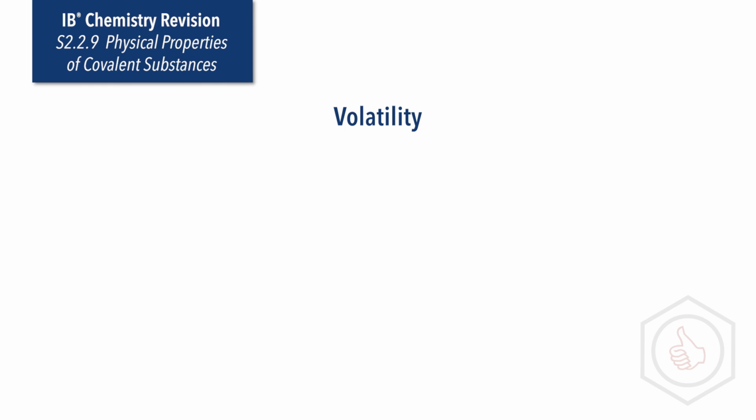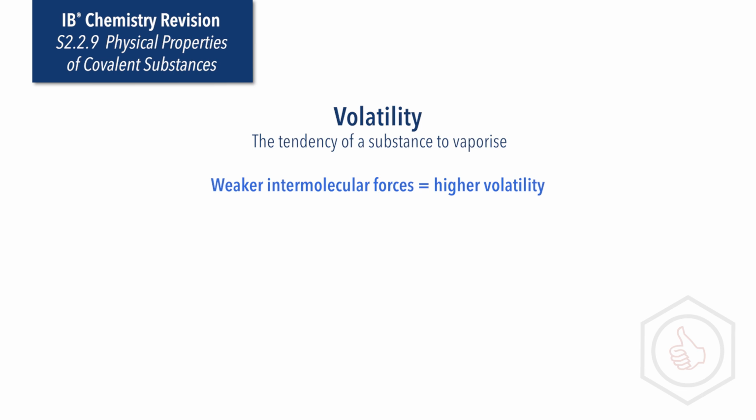Volatility is the tendency of a substance to vaporize. A substance is more volatile if its intermolecular forces are weaker, because less energy is required to overcome the forces between them, meaning it's easier to turn them into a gas. Stronger forces require more energy to overcome, leading to higher boiling points and making it harder to vaporize.